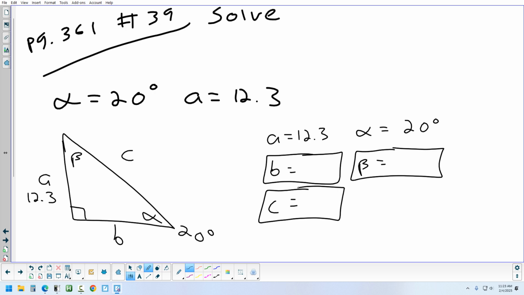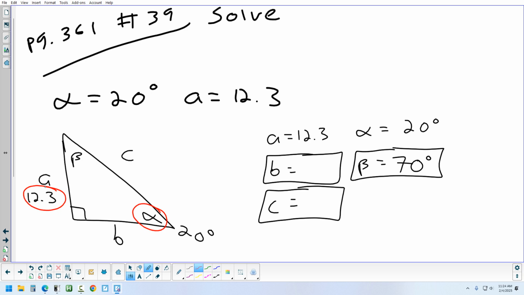Again, find anything you want in any order you want. I usually do the angle first. Okay. So what if we do the angle first? What's beta? 70. Yeah, so they have to add up to 90. Now that you have beta, forget about beta. Okay, don't use it. We're going to use alpha. So I like to circle the two things that I'm always going to use: alpha and 12.3.